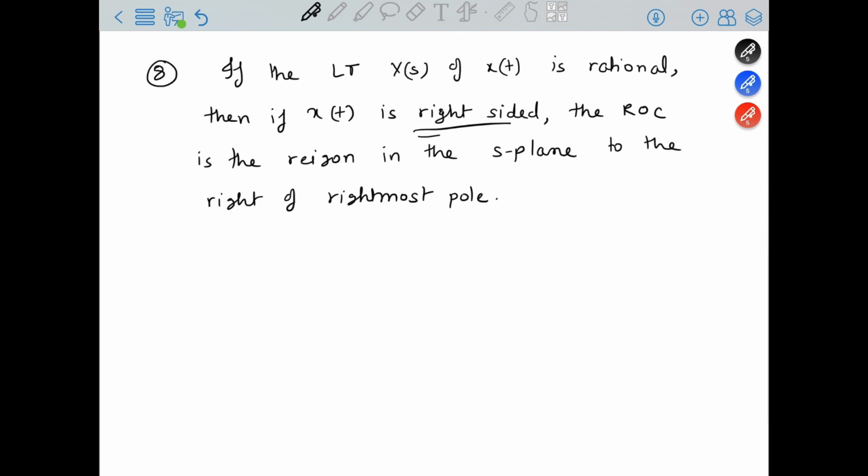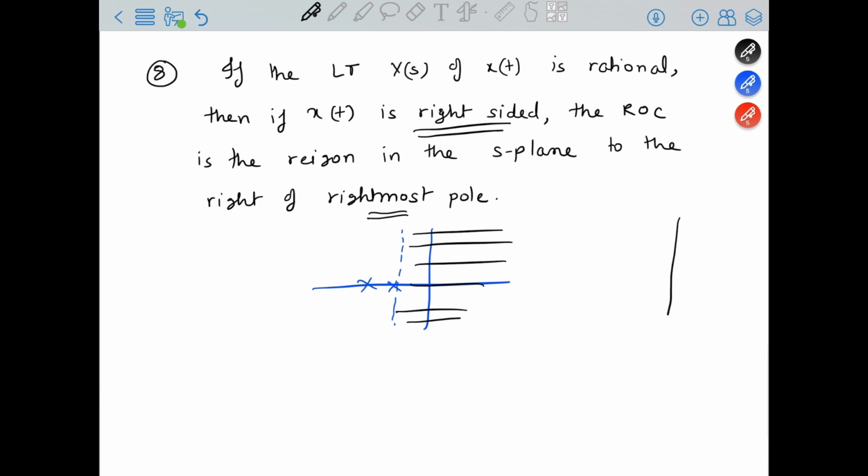If the signal is left sided, then we can say that the ROC is the region in the S plane to the left of the leftmost pole. How to understand this? Suppose we have two poles, and the signal is right sided, so the region of convergence will be to the right of the rightmost pole. So the rightmost pole will be this, so the region of convergence will be to the right of it. And if the signal is left sided, and you have two poles, the region of convergence will be to the left of the leftmost pole.